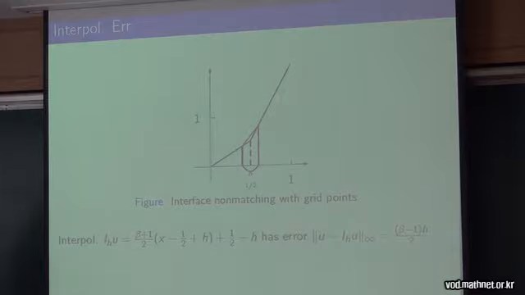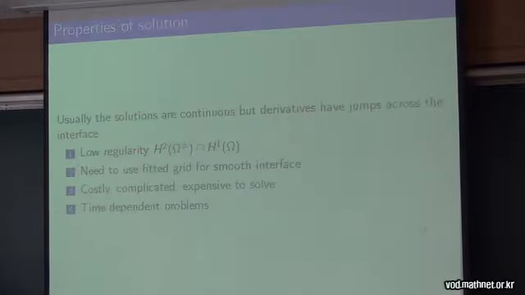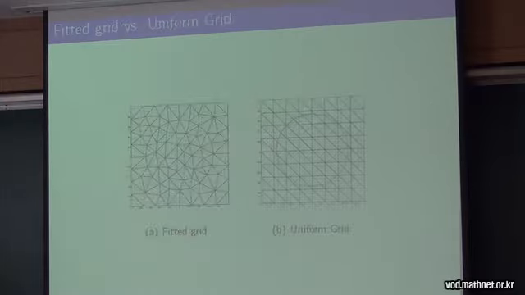Ideally we are expecting h square. So from the interpolation point, we already see that we lose one h. That's why we lose the optimal error. So nobody uses this one.